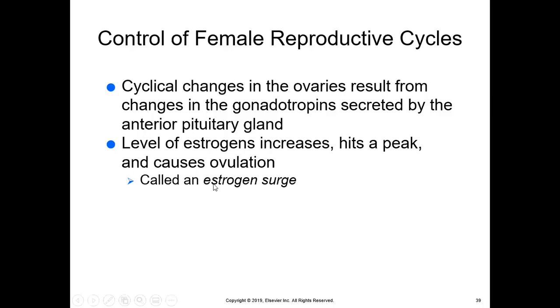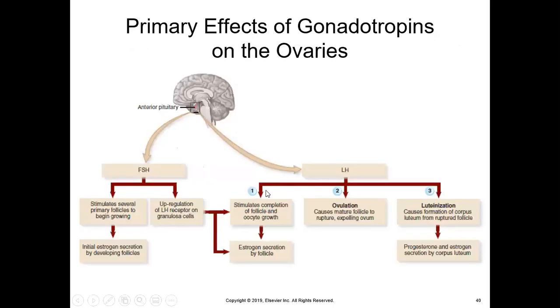The estrogen is stimulated by luteinizing hormone from the anterior pituitary gland. So you have LH that causes estrogen to be released from the ovaries, and then you have ovulation. So this is the anterior pituitary. This is the gonadotropin. So it produces FSH and LH. But let's just talk about the LH. The anterior pituitary produces LH. The LH first stimulates completion of follicle and oocyte growth.